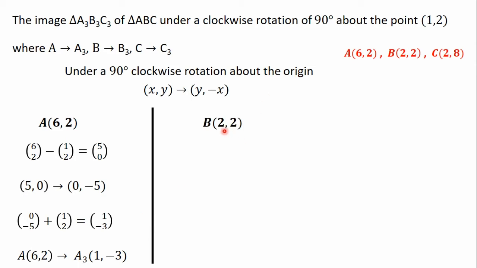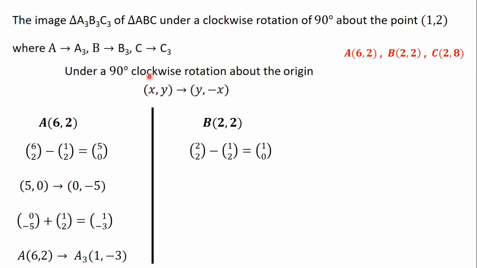Point B has the coordinates 2, 2. We are going to rotate point B through a 90 degrees clockwise angle about the point 1, 2. The first step is that we should subtract the center of rotation from the point to be rotated. The point to be rotated is 2, 2, and the center of rotation is 1, 2. So we have 2, 2 minus 1, 2, and that will give us 1, 0.